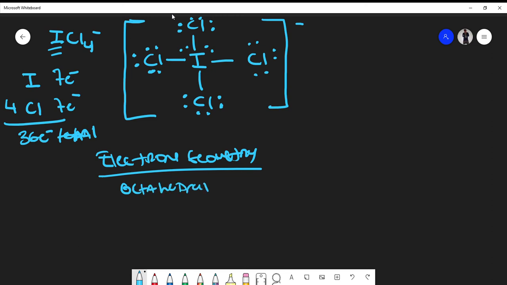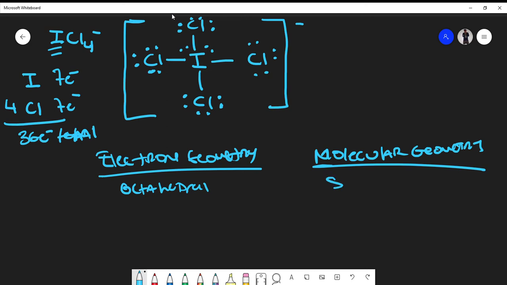So please do not confuse octahedral in just your regular mind as being 8. In chemistry, when we talk about octahedral, we talk about electron groups of 6. So what would be the molecular geometry? Right? So we talk about the electron geometry being octahedral, but what would be the molecular geometry? It so happens that if you have 4 bonding groups and 2 lone pairs, the molecular geometry here is actually square planar.